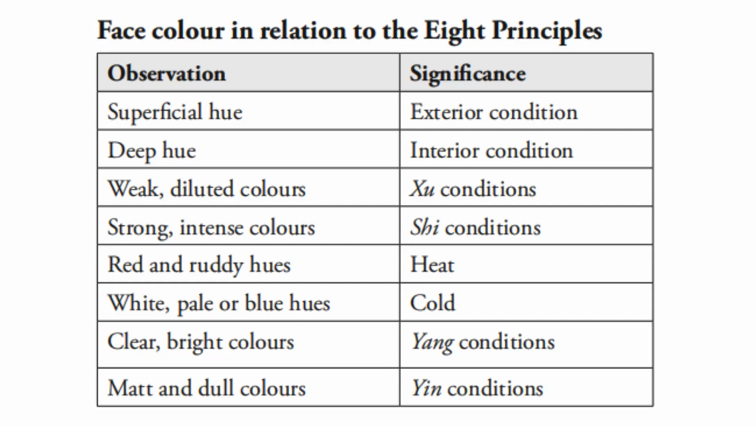If there are red and ruddy hues, it indicates heat. If it's white, pale, or blue hues, it indicates cold. If we see clear, bright colors, it could mean yang conditions. And if we see matte and dull colors, it's yin conditions.